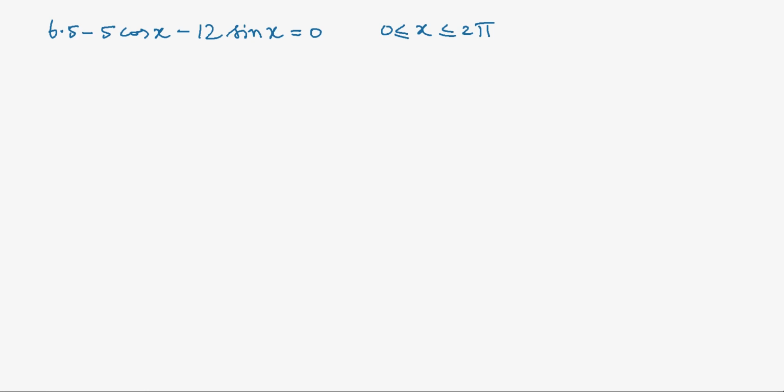Now you see this problem is quite interesting. If you see the problem alone, 6.5 is a number, minus 5 is a number multiplied with the cos x, minus 12 is the number multiplied with the sin x, equal to 0. So there is only one unknown, one variable x. But it is appearing in two places, one with a cosine of the x and another with a sin x. So one equation, one variable, the basic rule is this can be completely solved.